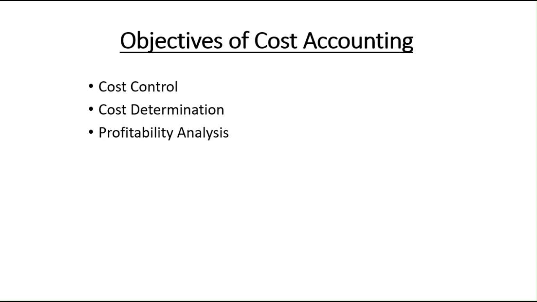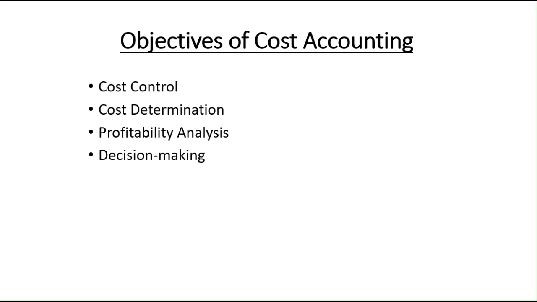The next objective is decision making. Cost accounting offers insights for pricing, budgeting, and resource allocation. With all the above-mentioned objectives, it is easier for the management to make decisions. If you see, it's a flow: once you control the cost and determine the cost, then you can analyze the profitability and make the right decision. These are the objectives of studying cost accounting.